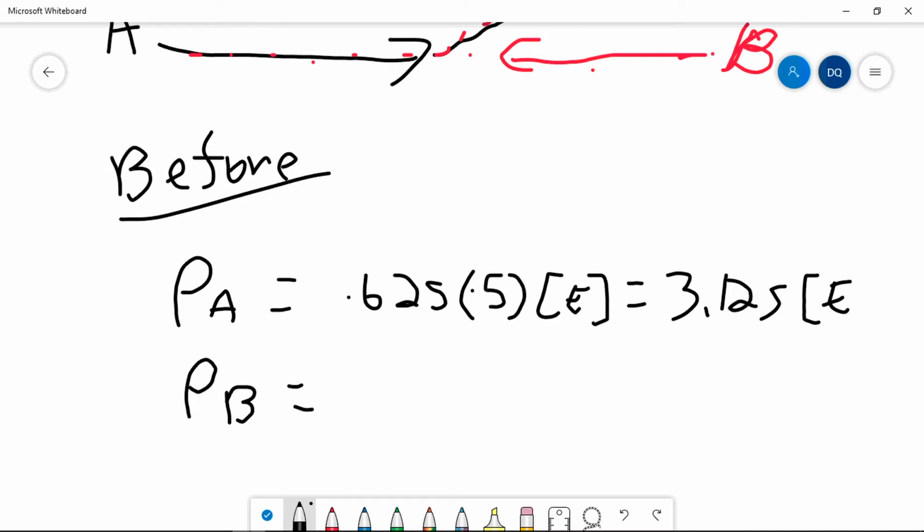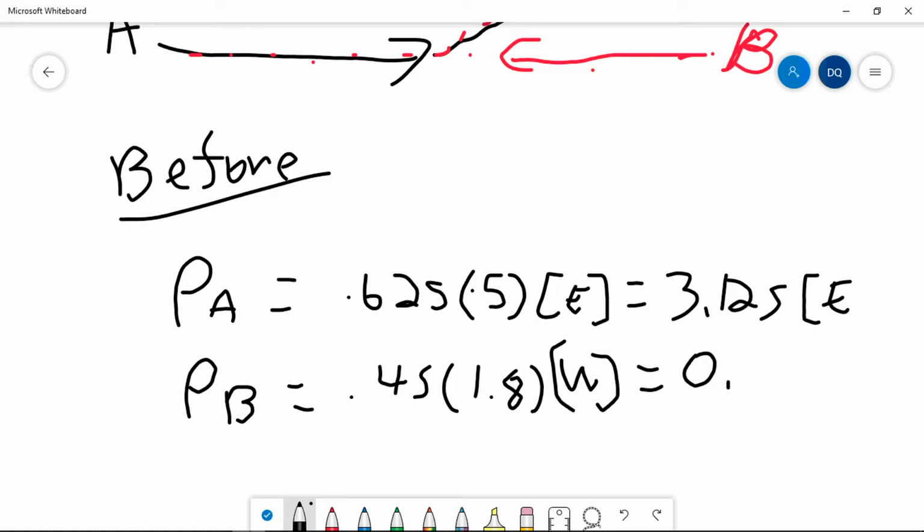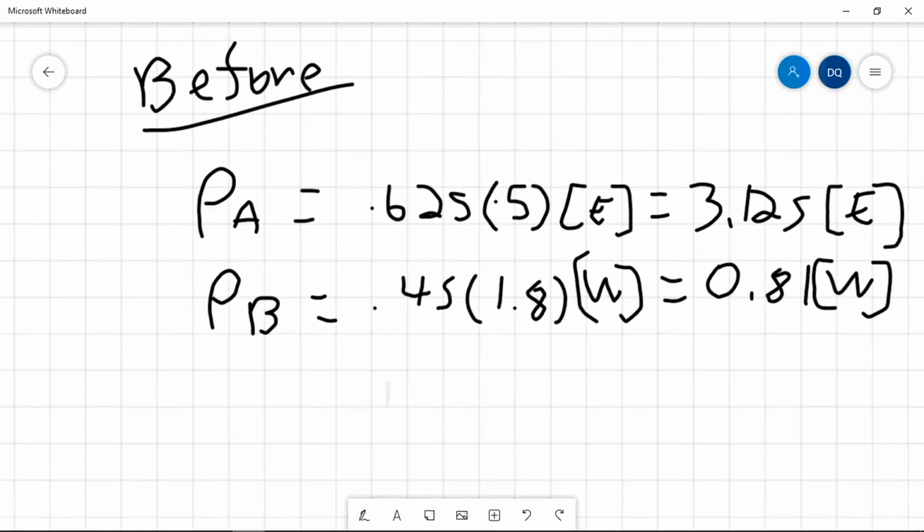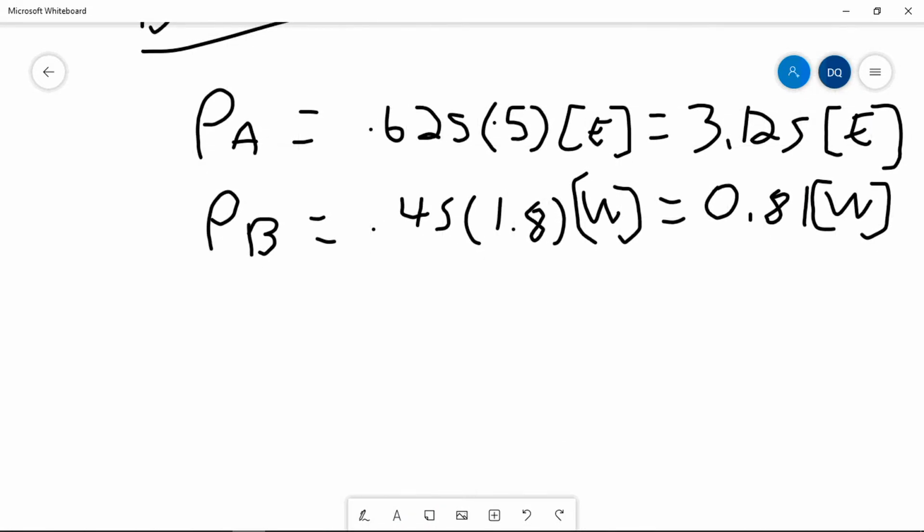Ball B was heading west. Its momentum was 0.45 kilograms times 1.8 meters per second west. So ball B had a momentum of 0.81 west. The total momentum before the collision is the momentum we get when we add those together.